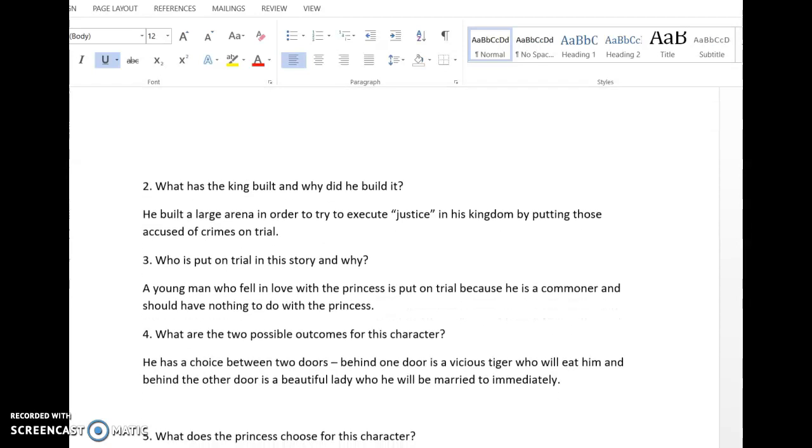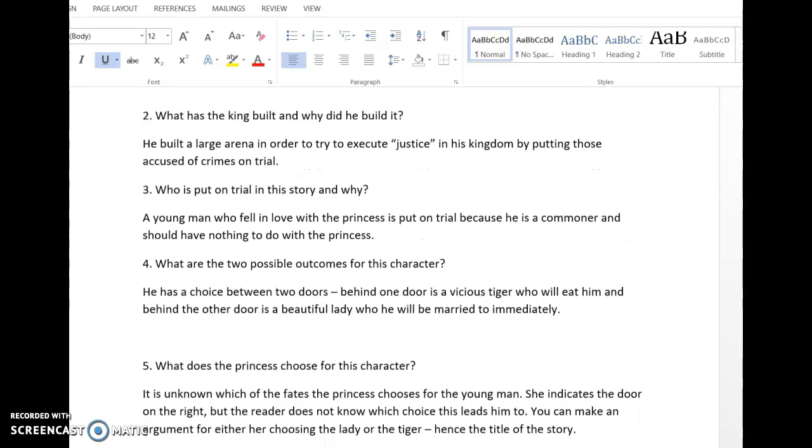Okay. What does the king build and why did he build it? This goes to the plot of the story and the setting. The king built a large arena in order to try to execute justice in his kingdom by putting those accused of crimes on trial. So there's this entire setup. There's a little bit of complicated language in that section where it talks about how the king created this arena because he was trying to be more advanced and sophisticated than the barbaric neighbors around him. So instead of just executing people for doing bad things, he puts them in this sort of semi-authentic trial system where their guilt or innocence is determined by which door they choose.